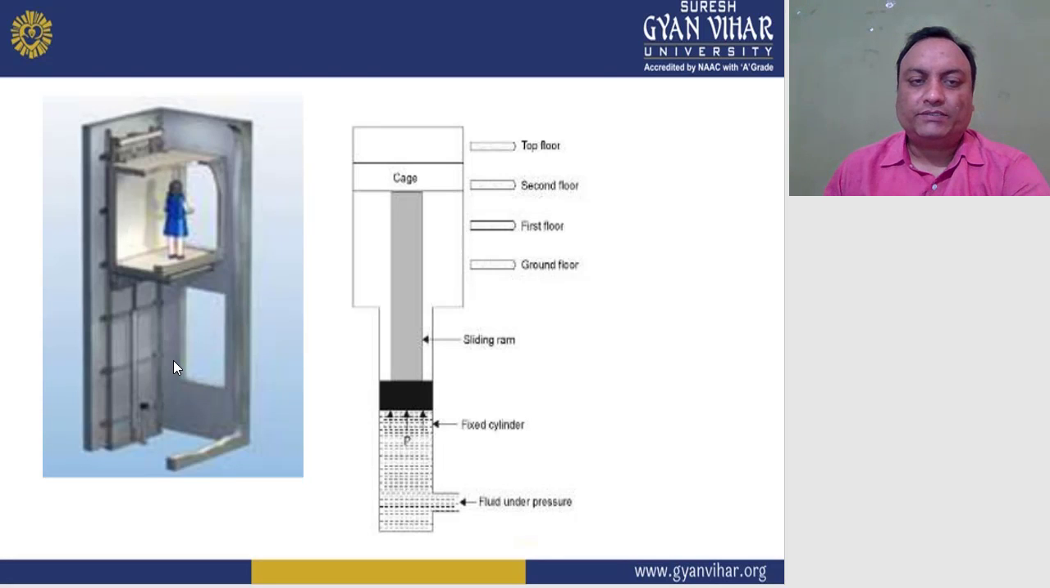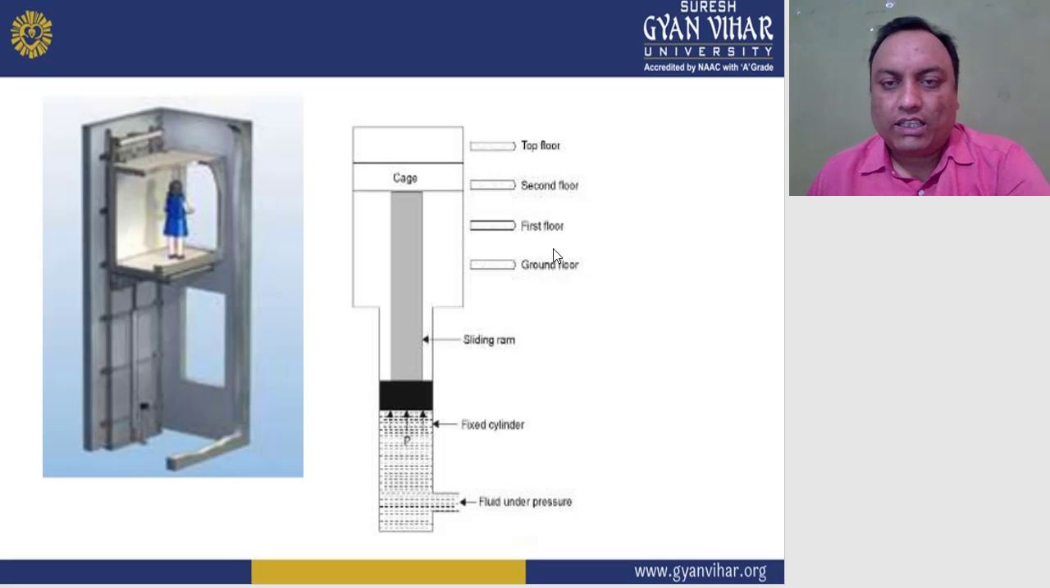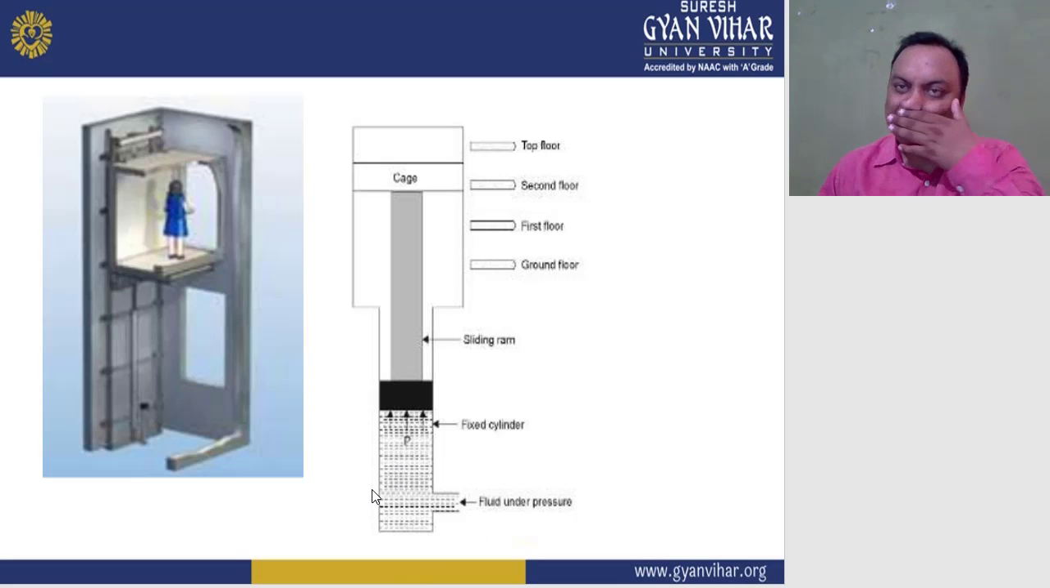This is a cage type of lift. Here it shows the top floor, the second floor, the first floor, and the ground floor, and a sliding ram is present here. This is a fixed cylinder with fluid under pressure inside it. This type of lift carries a very large amount of reservoir tanks and all the assemblies.